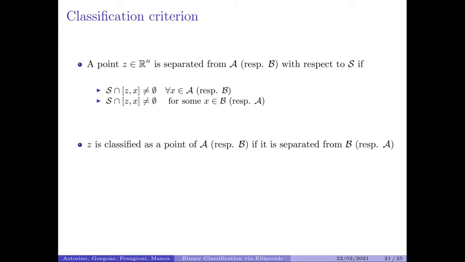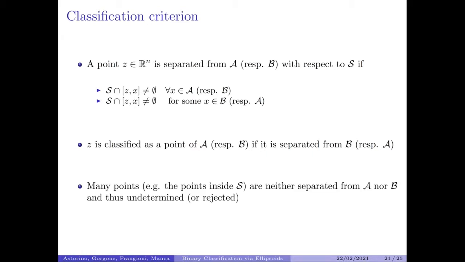The only problem is that many points, for example every point inside of the ellipsoid S, cannot be classified because they are neither separated from A nor from B. And thus we introduce a third class in the classification process, which is the class of undetermined or rejected points.